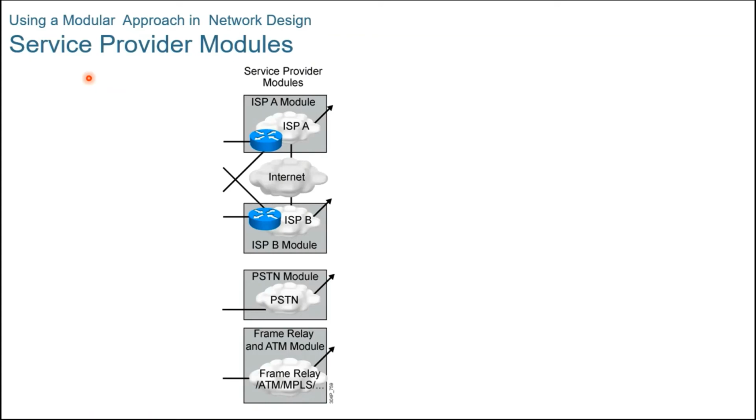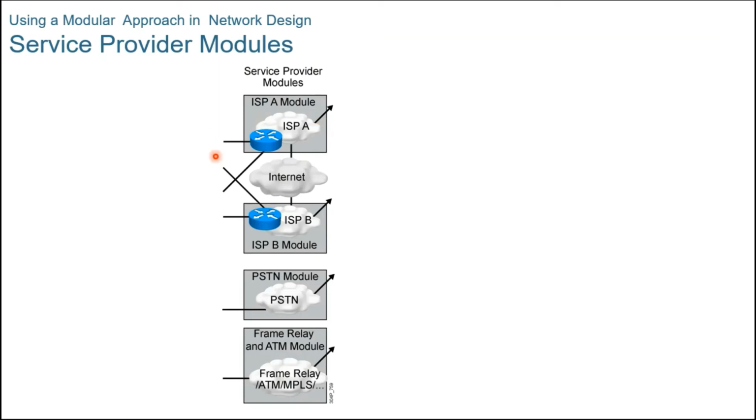Service provider modules. So service provider modules, as shown here on this figure, show the modules within the service provider functional area. The enterprise itself does not implement these modules. However, they are necessary to enable communication with other networks using a variety of WAN technologies and with internet service providers or the ISP. The modules within the service provider functional area are as follows.